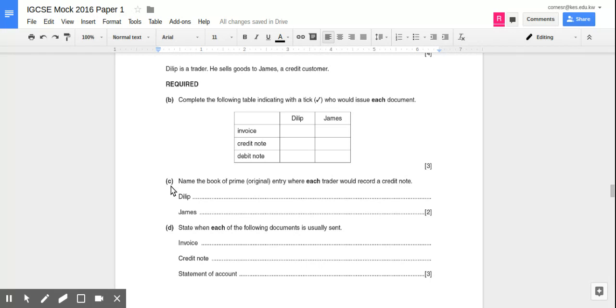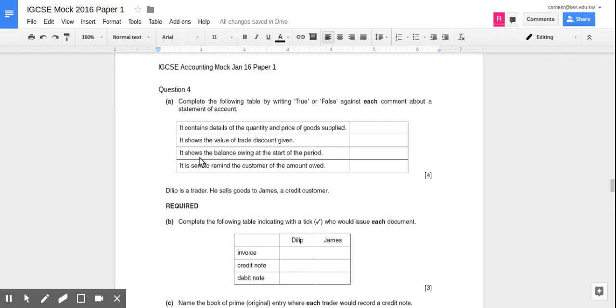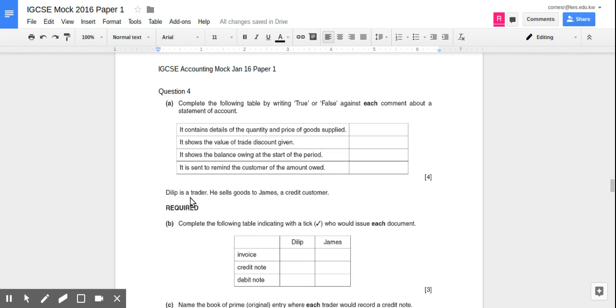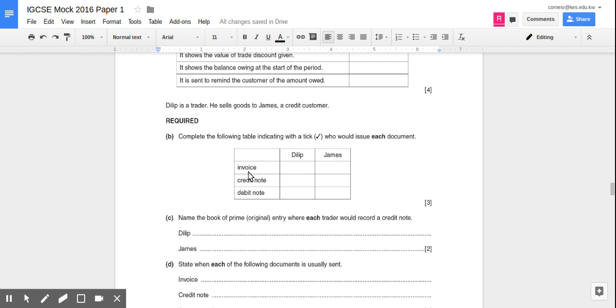Complete the following table indicating who would issue each document. Well, Dilip is the trader and he's selling to James. So Dilip will send the invoice when he does the sale to James to let him know that the goods have been sent. The credit note will also be sent by Dilip because the credit note is sent by the supplier to tell the customer that they've got the goods back and they agree that they are returns, and therefore the debit note will be sent by James. Debit notes are sent by the customer.